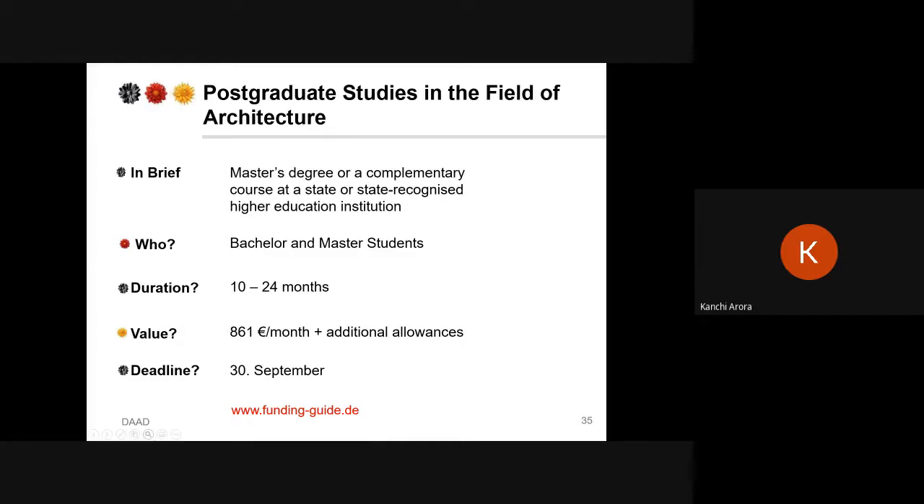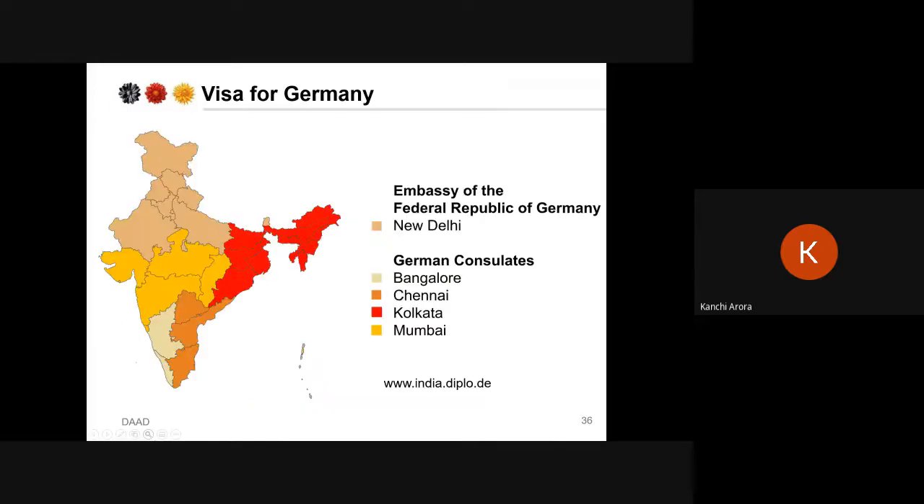Please remember that DAAD only covers mobility scholarships. So for research, for equipment and things like that, that is not something that the DAAD covers. The DAAD would cover your flight costs, your accommodation, and your health insurance and things like that.